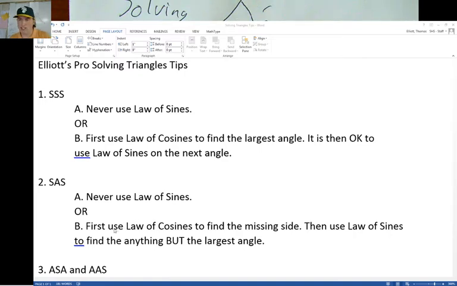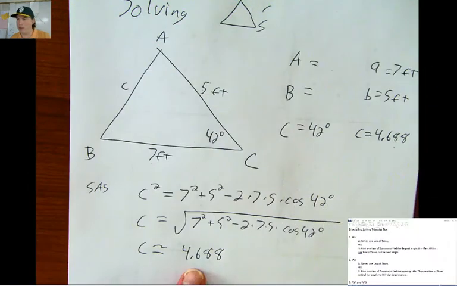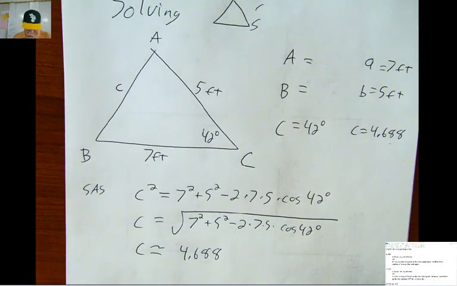Or rule B: you could first use law of cosines to find the missing side, which is exactly what we've done in our work so far. Then use law of sines to find anything but the largest angle. The one, in my opinion, that uses less thought is rule A, to never use law of sines. So I'm going to finish up this problem using just law of cosines again.